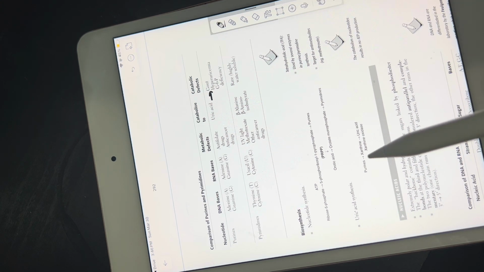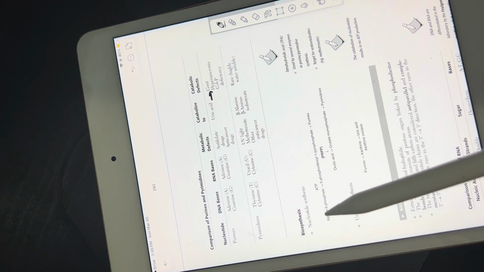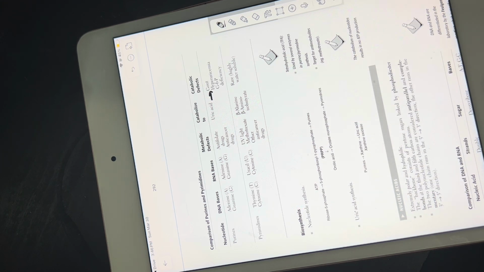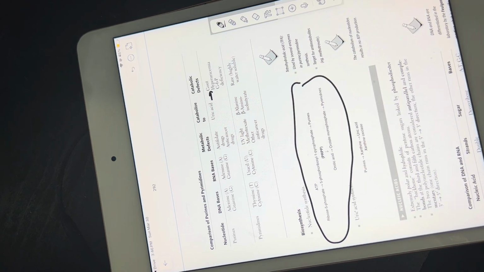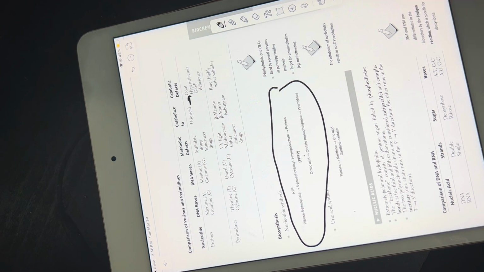Then we go to biosynthesis. For nucleotide biosynthesis, this one is the reaction. We don't need to remember the reaction. And this is the target for the antimetabolite methotrexate. This thing is important: the catabolism of nucleotides results in no ATP production. So in this reaction, no ATP production occurs.